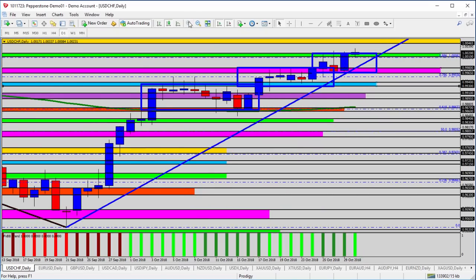Zooming in a couple of times here and you can see what's happening. We're challenging, we're testing 1.0020 today. So we want to see a real breakout. We don't want a false breakout.